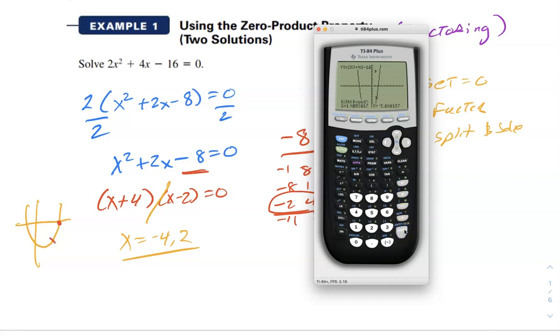So now I click this value. Now it says it wants a right bound. So you go back, right, there's my answer around here. So you go right of it, click enter. So I hit it over there. And then it says guess.